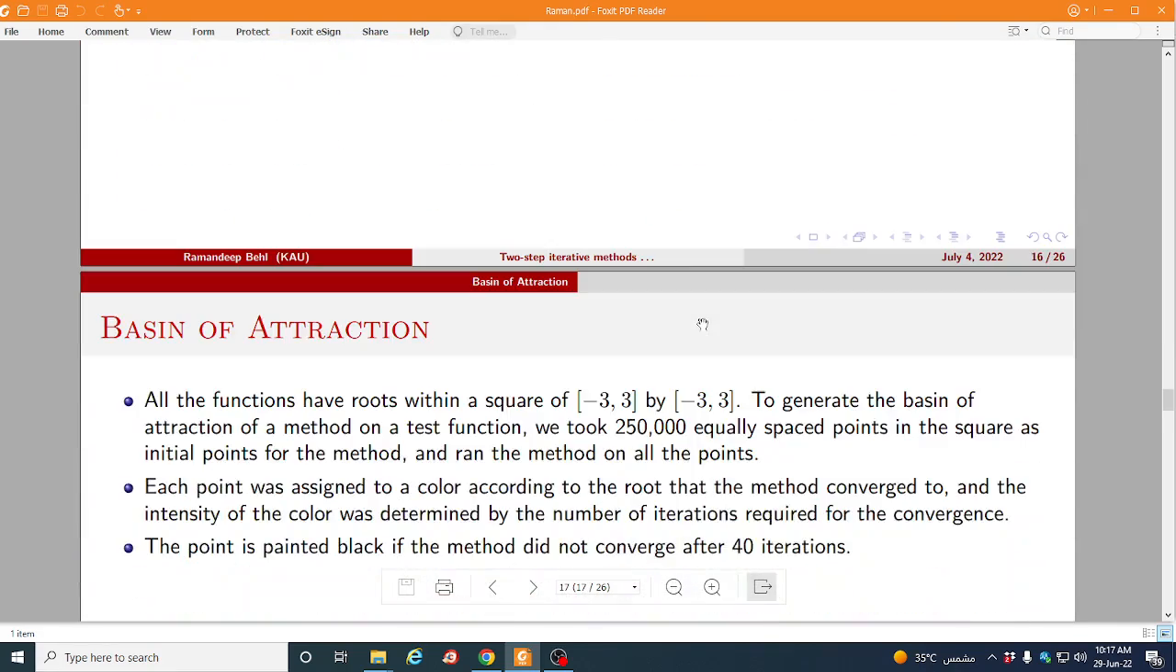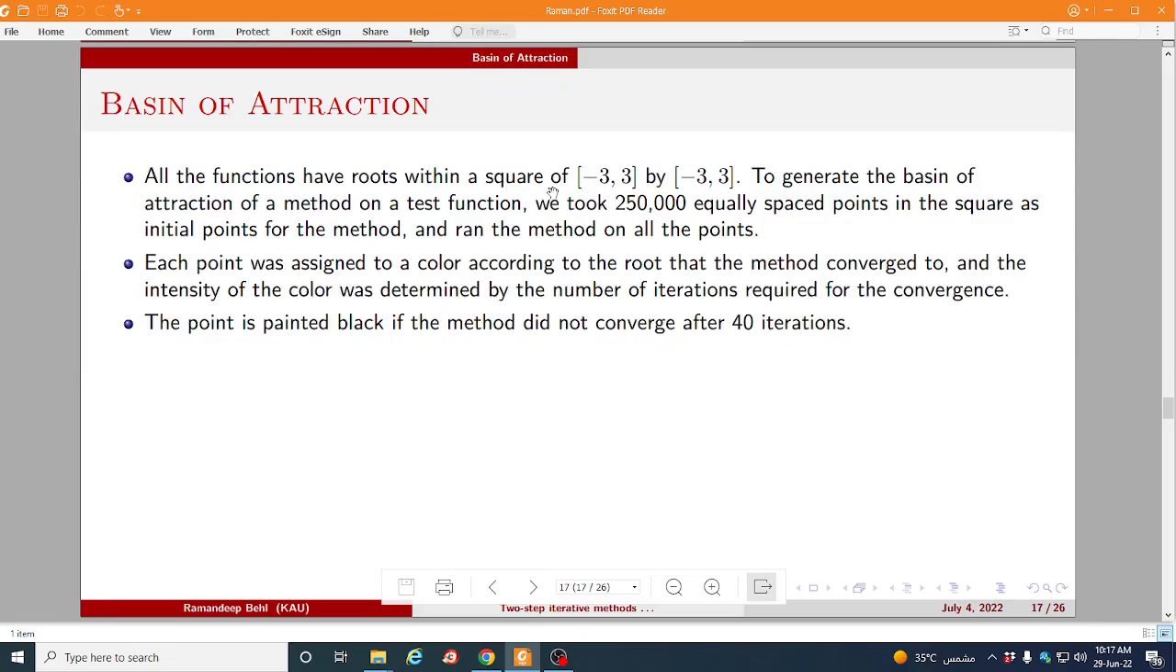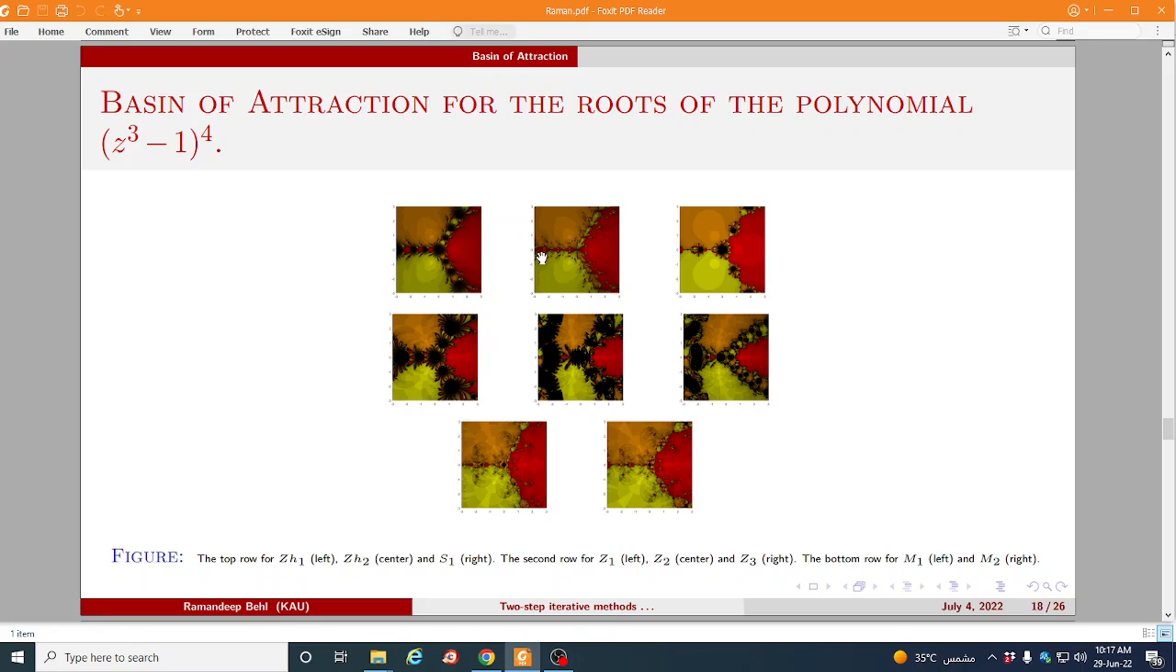So what are the criteria we choose here? All the functions have a root within the square [-3, 3] by [-3, 3], and we took 250,000 equally spaced points in this square. Each point is assigned a different color. The black color means the method did not converge after 40 iterations. So here are the basins of attraction of the root polynomials based on this.